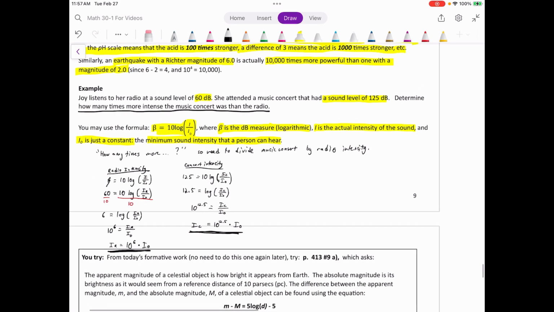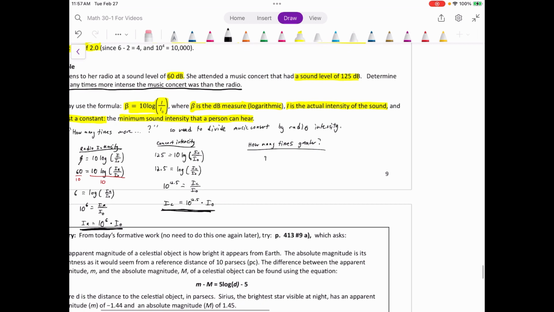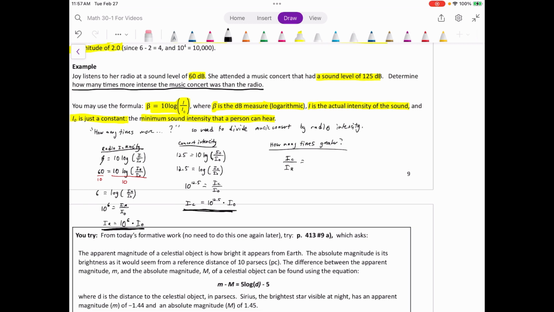So here we go. Let's now do the final step. How many times greater, right? We're finding the factor by which the concert is more intense than the radio. So to do that, we'll take the intensity of the concert and divide it by the intensity of the radio. The intensity of the concert was 10 to the power of 12.5 times the reference intensity, over the radio, which was 10 to the power of 6 times the reference intensity.